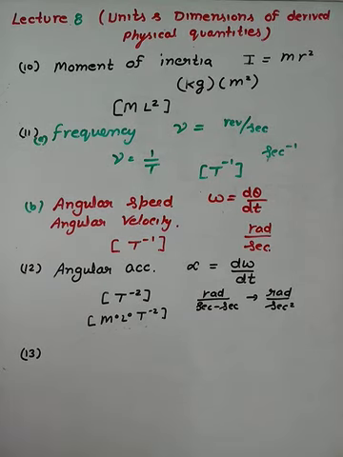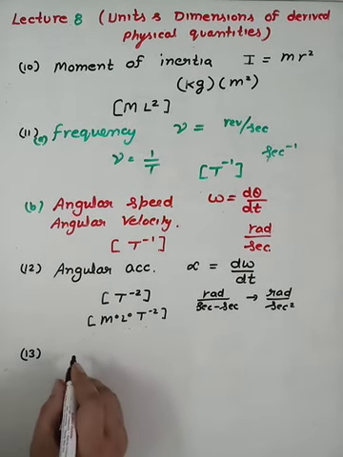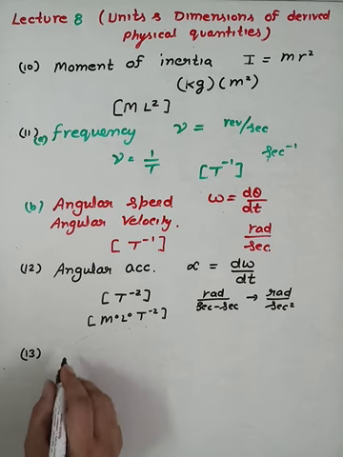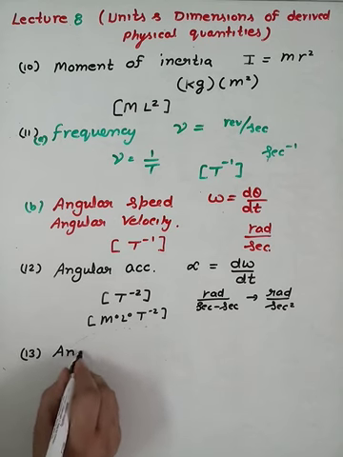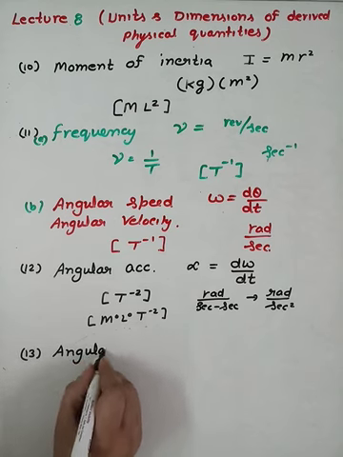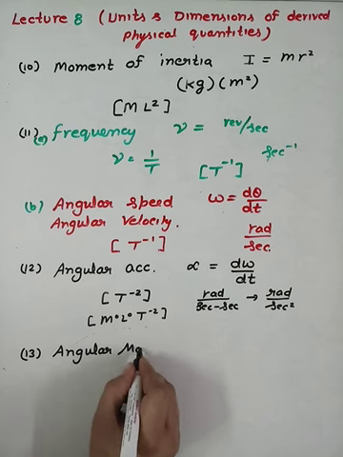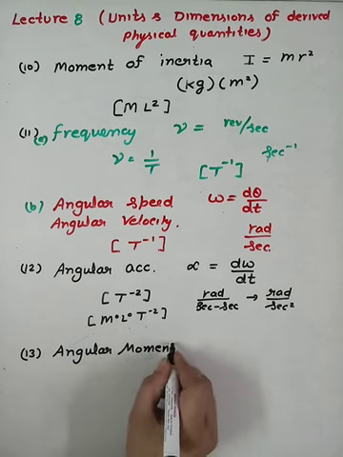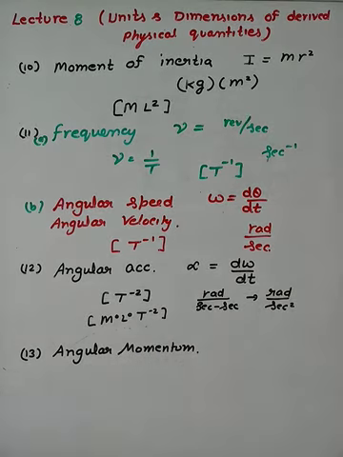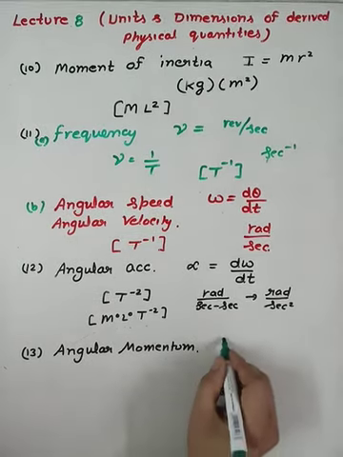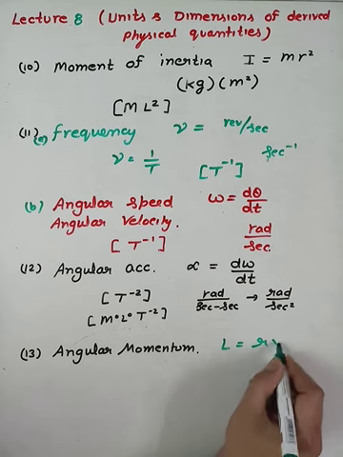Next is angular momentum. Angular momentum is denoted by L. It is r cross p.